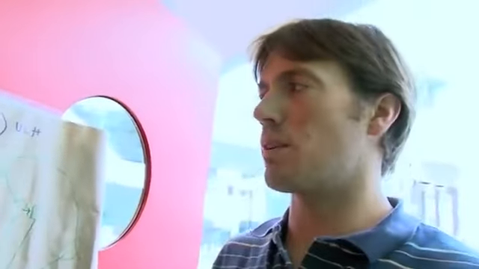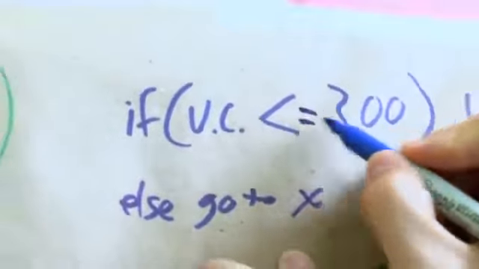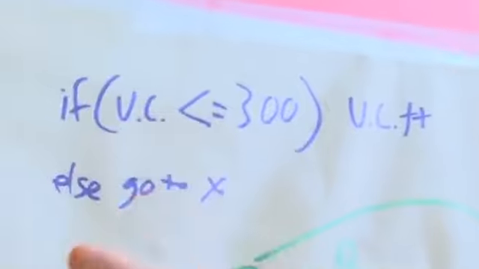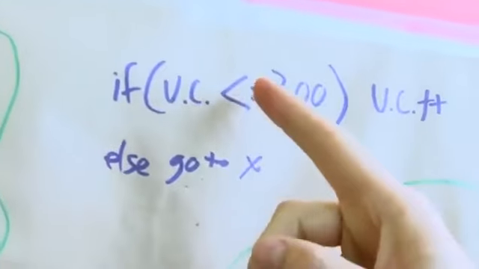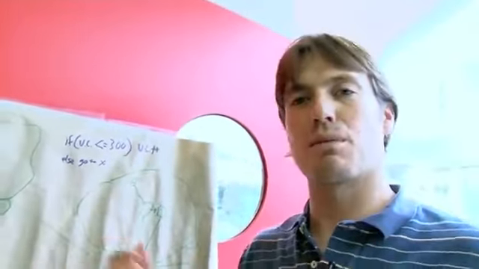However, what actually got written was not this, but if view count is less than or equal to 300, then increment the view count. So what this means is, if the view count is at 300, it says, is the view count less than or equal to 300? Yes, it is. Let me add 1. So then you end up at 301.